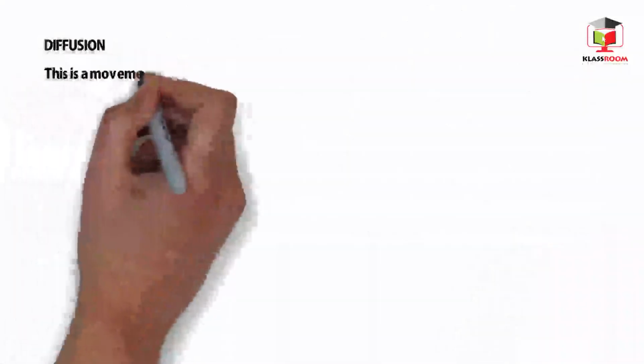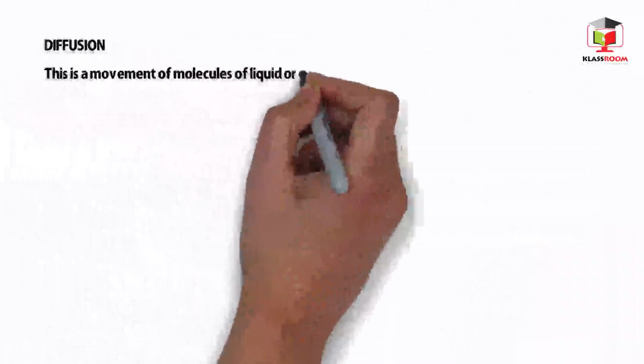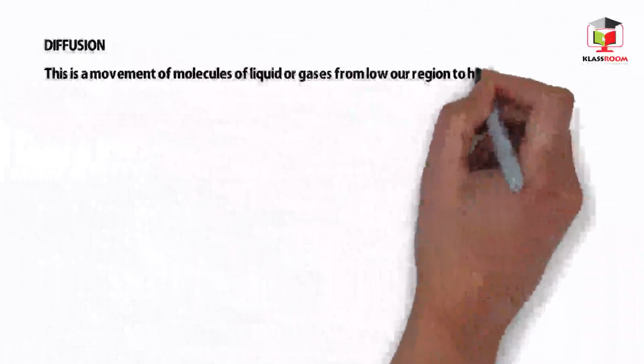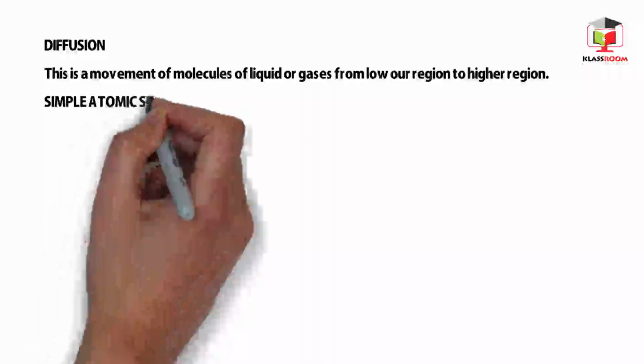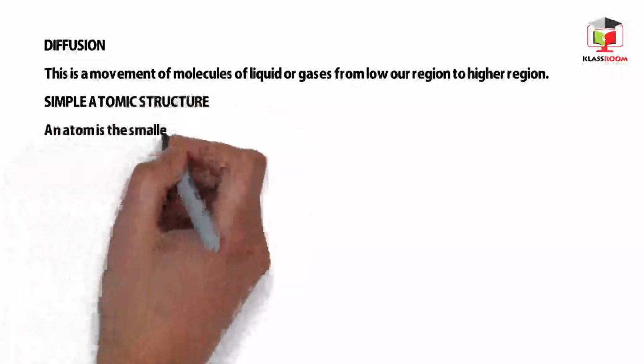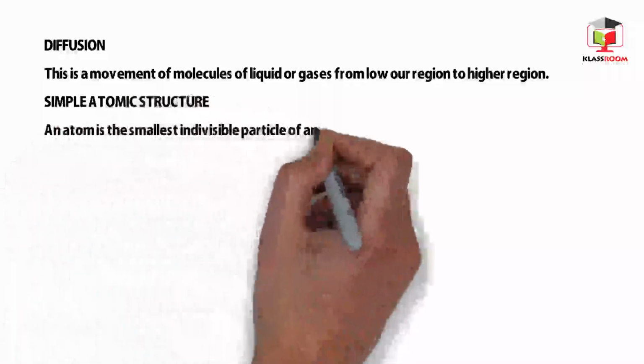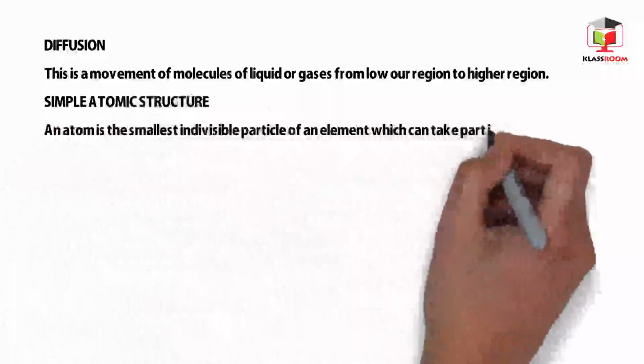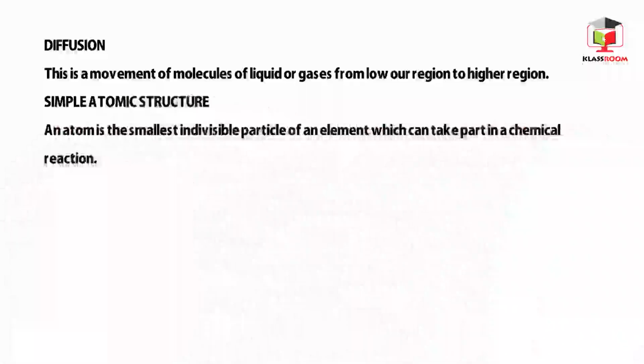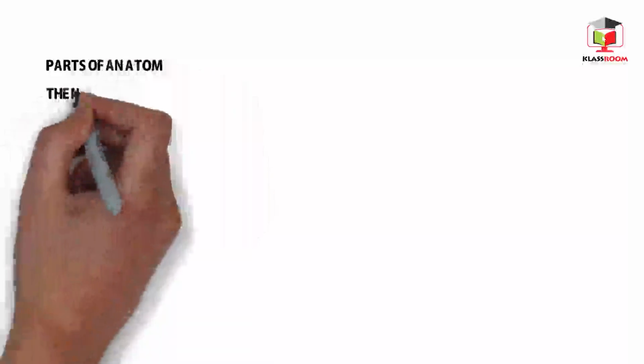Diffusion. This is the movement of molecules of liquid or gases from a higher region to a lower region. Simple atomic structure. An atom is the smallest indivisible particle of an element which can take part in a chemical reaction. Parts of an atom.